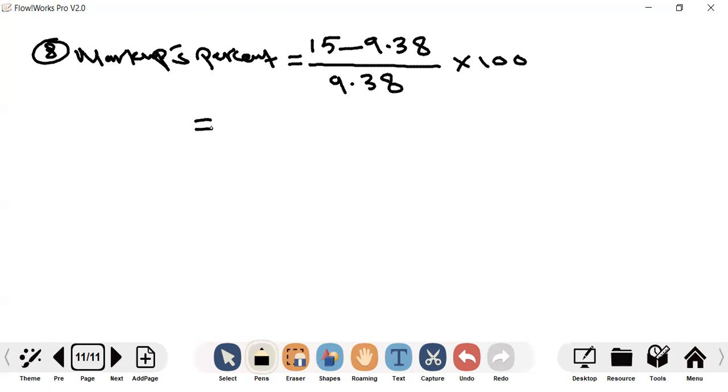But the question said at the end, round to the nearest percent. We don't want a decimal. So it is 59.9, and rounded to the nearest percent, it will be 60%. Do you understand? Question 9.